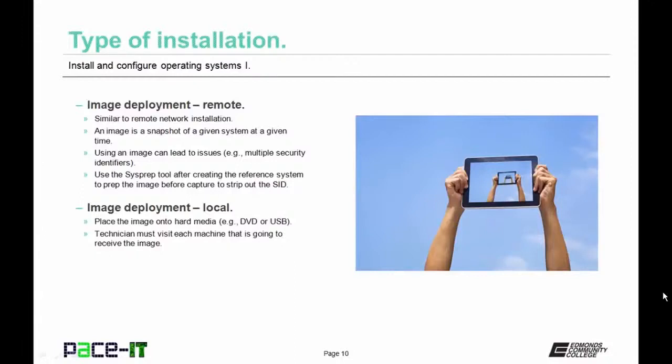Now let's talk about image deployment local. This is where you place the image onto hard media, as in a DVD, USB, or portable hard drive, and you go and visit each machine, deploying the image one by one.